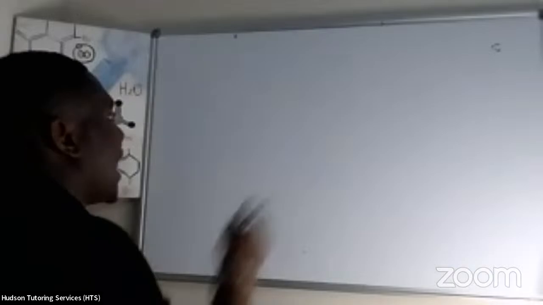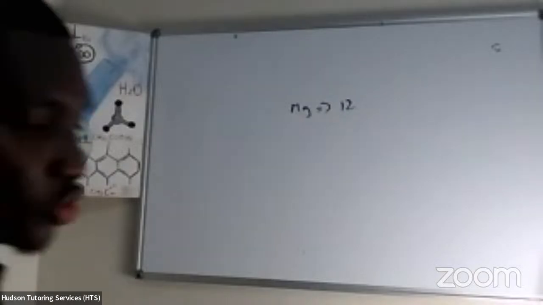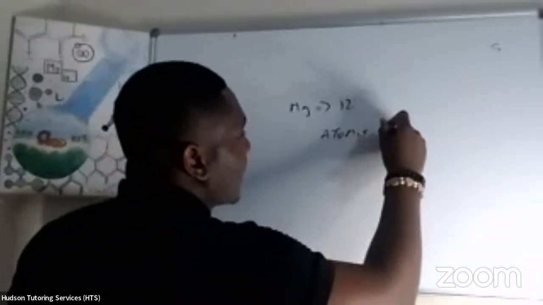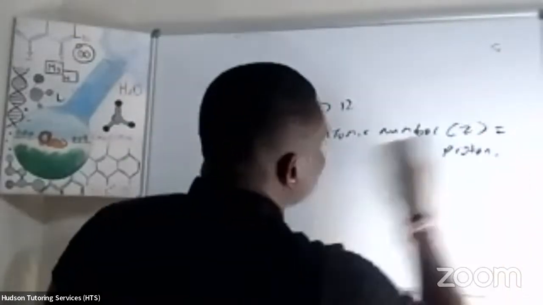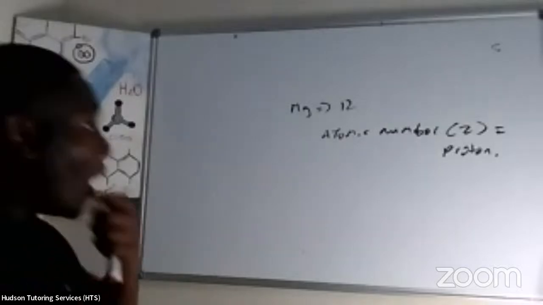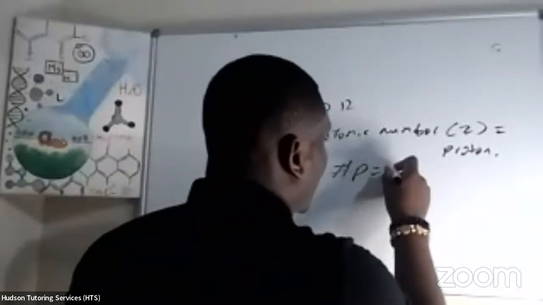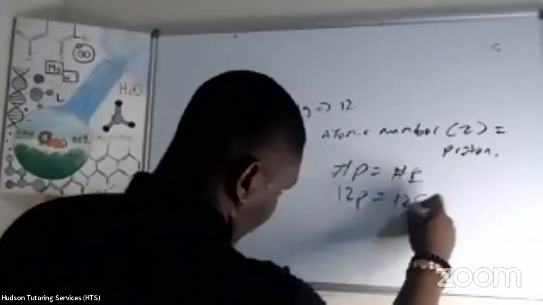So of course, magnesium is 12. That is the atomic number for neutral species. For neutral species, the atomic number, which is Z, is equal to the proton number. So basically, if the atomic number here is 12, the proton number is also 12. Also, for neutral species, the number of protons is equal to the number of electrons. So if this is 12 protons, this is 12 electrons.